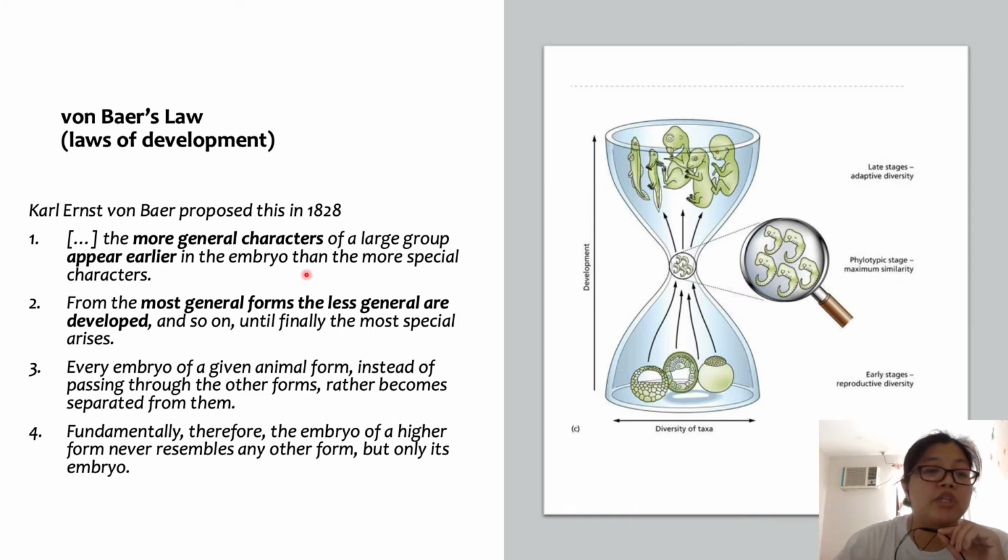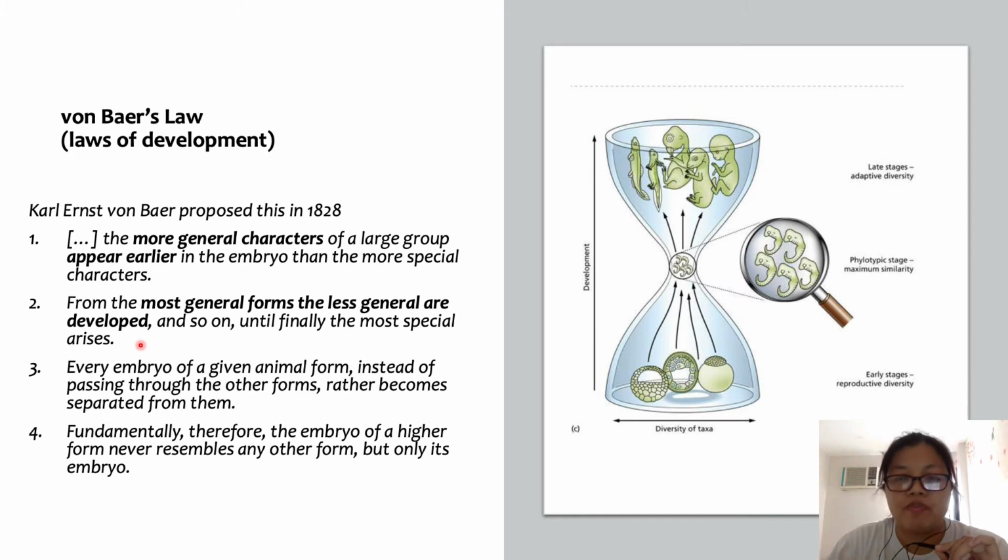Okay? Number 2, from the most general forms, the less general are developed and so on until the most special arises. So, meaning, the embryo develops from a uniform and non-complex structure into an increasingly complicated and diverse organism.